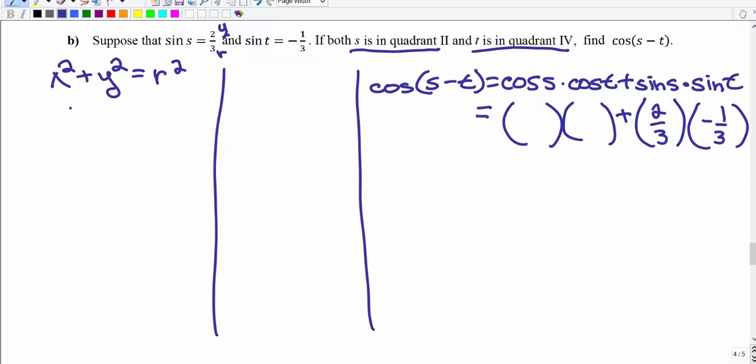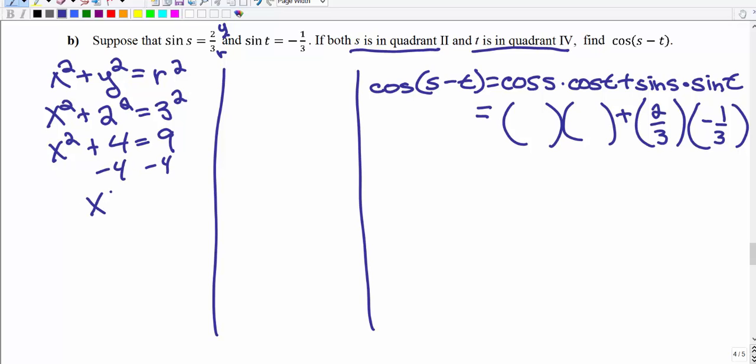We know that y is positive 2, so we'll square that. R is 3, so we have x squared plus y squared, which would be x squared plus 4 equals 3 squared, which is 9. Subtract 4 from both sides. X squared is equal to 5. Take the square root of both sides. Now this time the square root of 5 doesn't simplify. That's okay, we're going to leave it as the square root of 5.